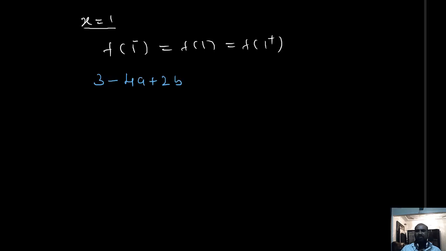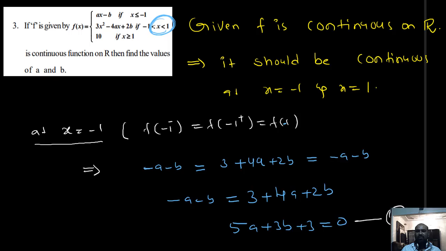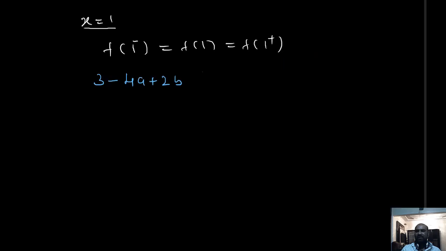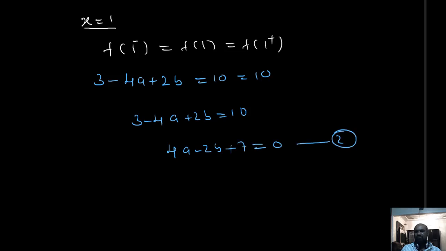Equal to f of 1, or f of 1 plus, both are 10. So I can write here 10, here also I can write 10. What is the meaning of that? 3 - 4a + 2b = 10, or 4a - 2b + 7 = 0. This is equation number 2. Write them one by one, solve them, you get the values of a and b.